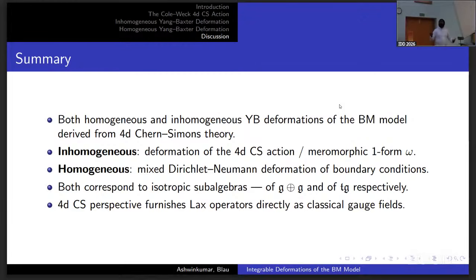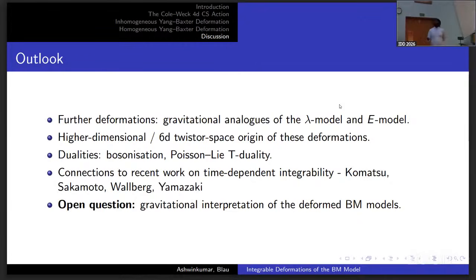And the nice thing is that these techniques can then be generalized to many other models in the future, hopefully, such as gravitational analogs of the lambda model and E model. In the work of Cole and Weck, the origin from twistor space was also emphasized. So I imagine that these models can also be embedded in 6D Chern-Simons theory on twistor space. The 4D Chern-Simons perspective is also useful for the derivation of various dualities, such as bosonization dualities, as well as dualities like Poisson-Lie duality.